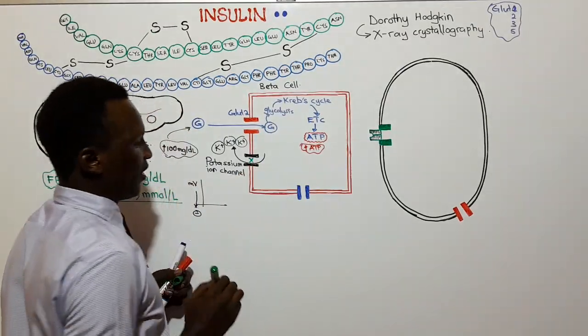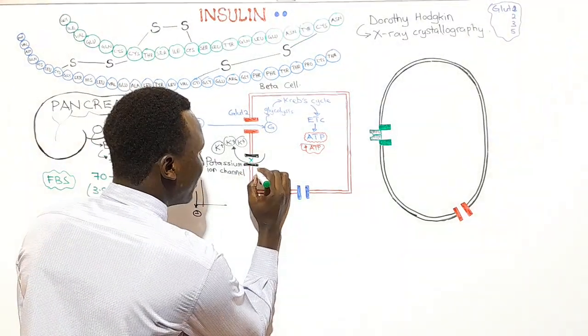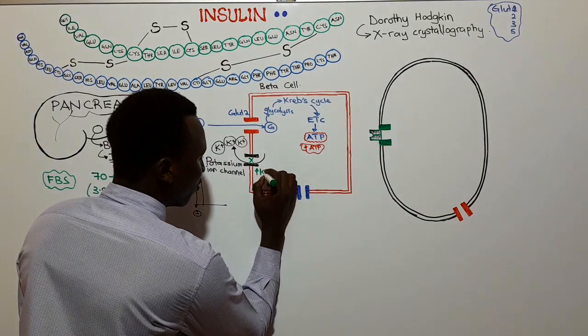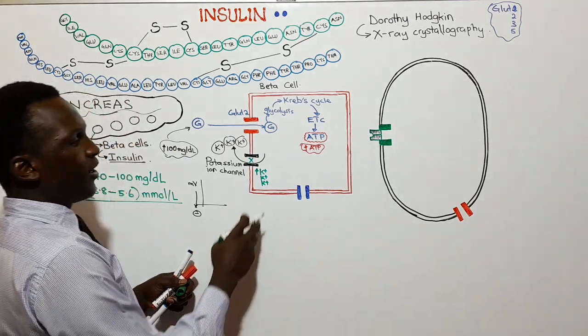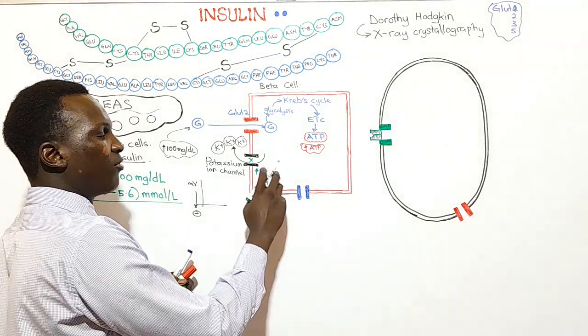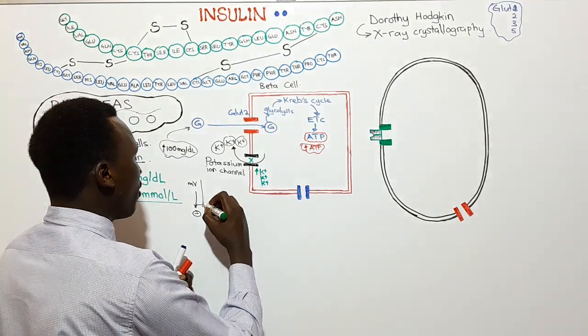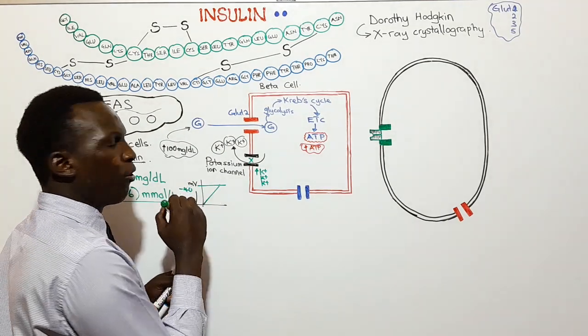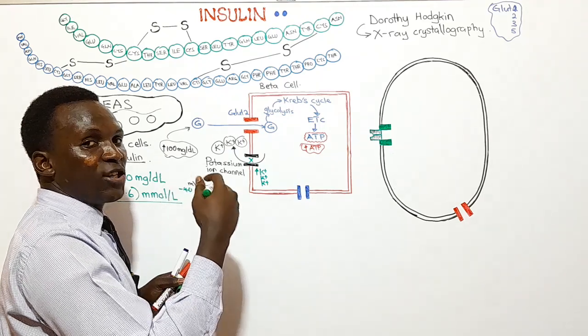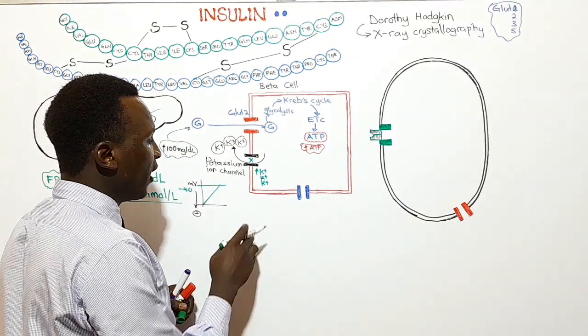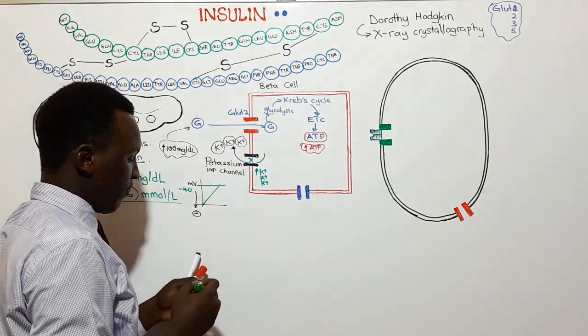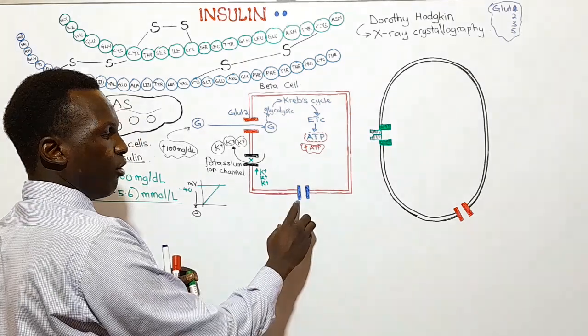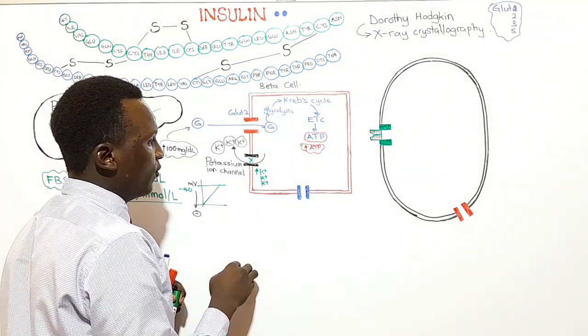So when the potassium ion channel closes, what happens? The closure of the potassium ion channel will increase the intracellular concentration of potassium ions. When that increases, it will generate a positive membrane voltage, basically around 30 or 40 millivolts. The 30 or 40 millivolts are strong enough to cause opening of the calcium ion channels.